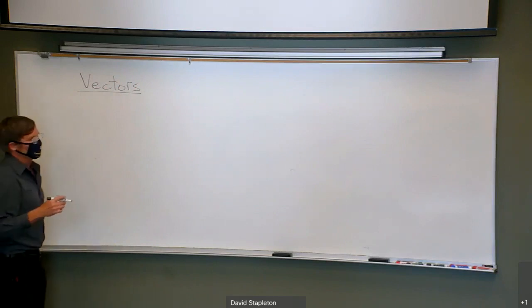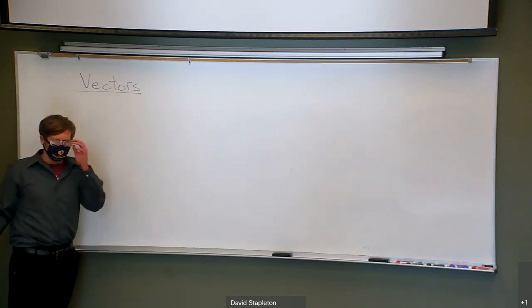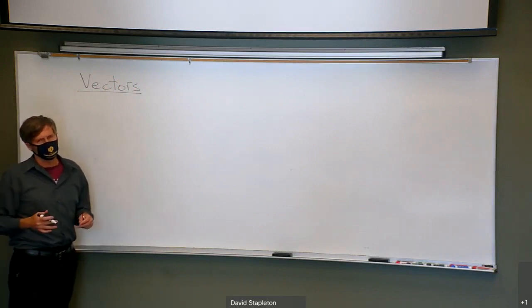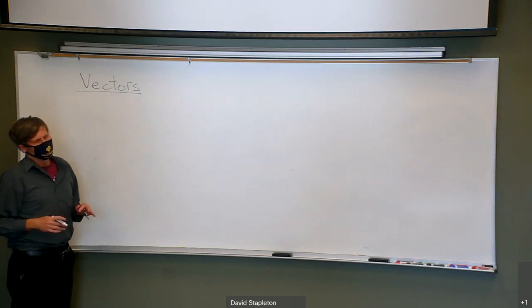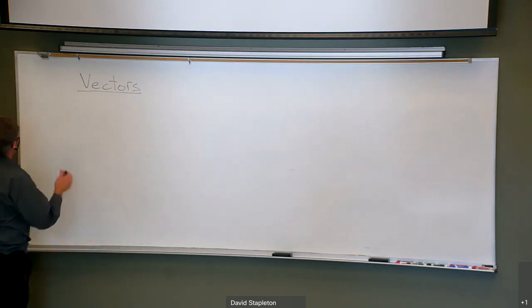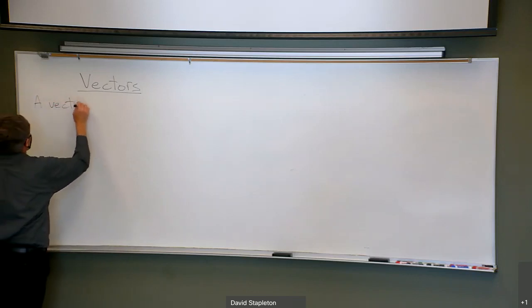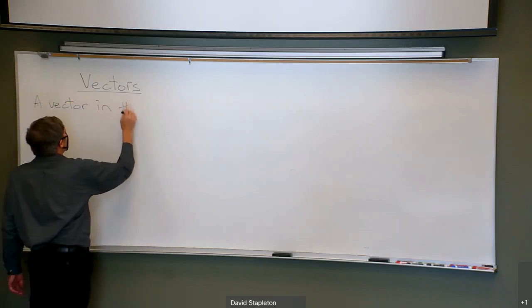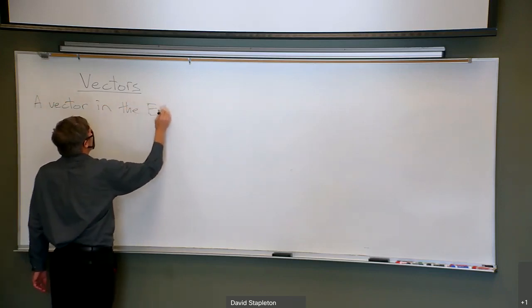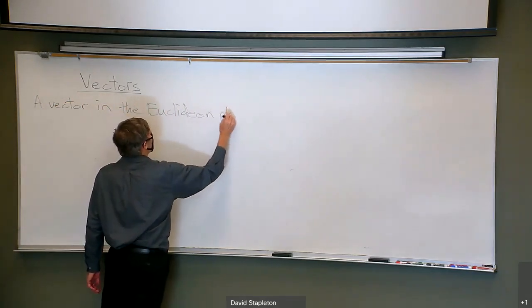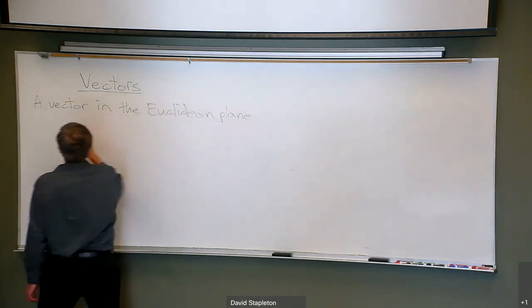Really what we're constrained to here is vectors in the plane, in the Euclidean plane. In higher mathematics, there are abstract sorts of vectors that are sets of functions and so forth. We aren't going to deal with that. We'll say a vector in the plane is nothing more than a directed line segment.